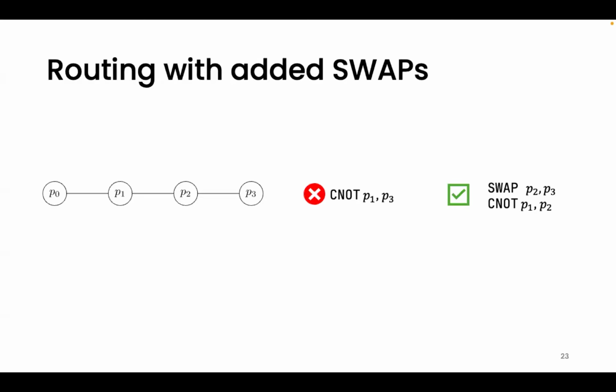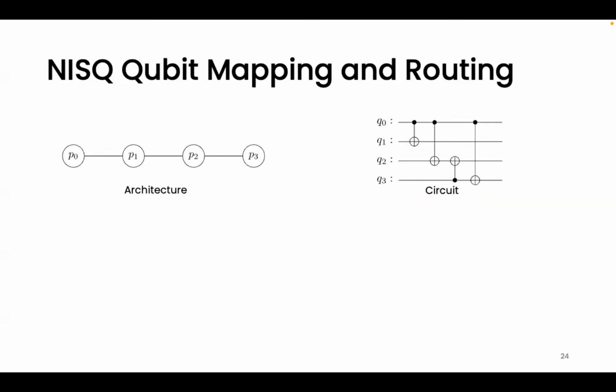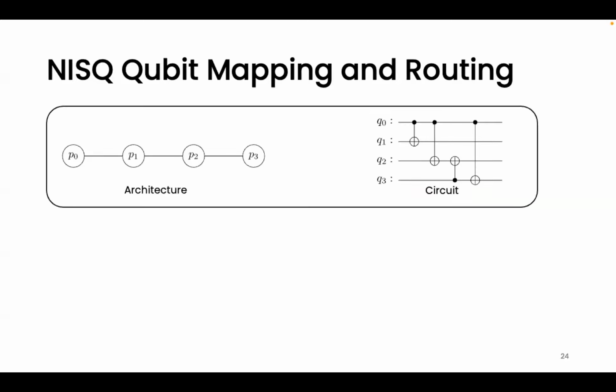We can't actually directly perform a CNOT between P1 and P3, but what we can do is first swap P2 and P3, so now that state is living on our qubit P2, and then perform our CNOT between these two adjacent qubits. So this is what we call the qubit mapping and routing problem. We have an architecture represented as a connectivity graph and some circuit that we'd like to execute. And then the goal of our compiler is to take this and produce some mapping from the qubits that appear in the circuit to the physical qubits that we have in the architecture.